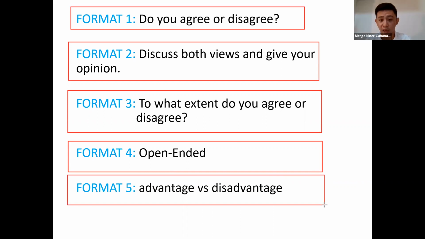Now, I just want to share that during the latter parts of the year, particularly on the third and fourth quarter, starting July until December, most of the questions, especially the to what extent do you agree or disagree and the advantage, disadvantage, are the ones which come out much more often as compared to the rest. So what we would expect is that those two formats, format 3 and format 5, would come out much more often when you take the examinations later in the year.